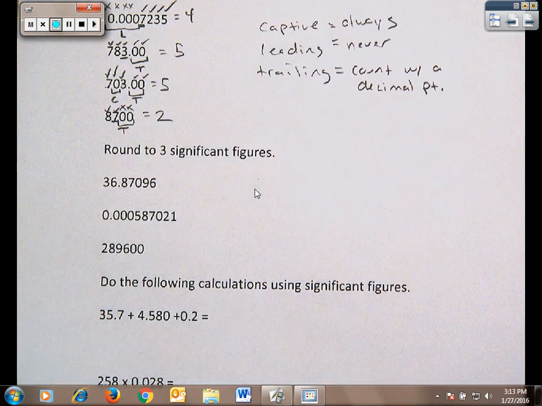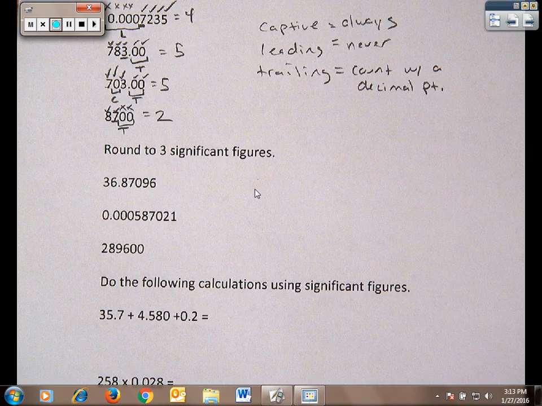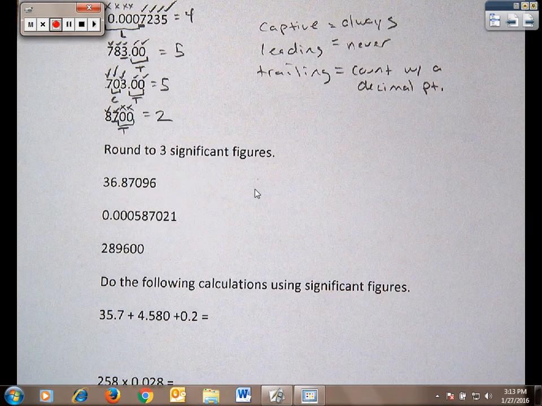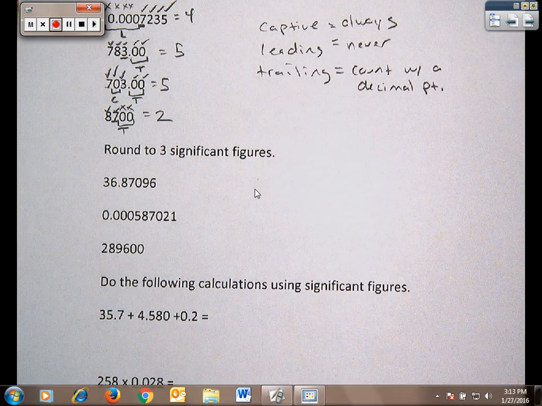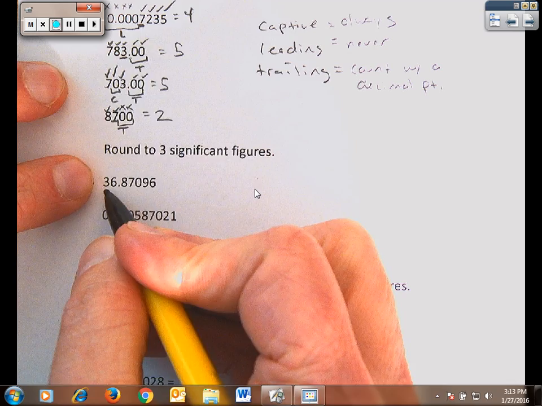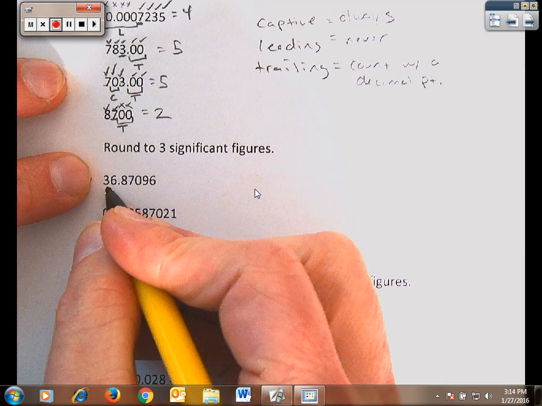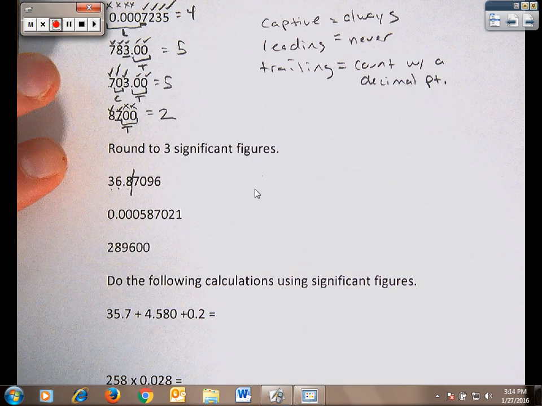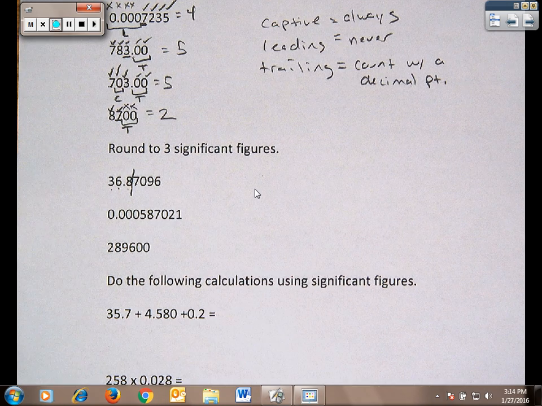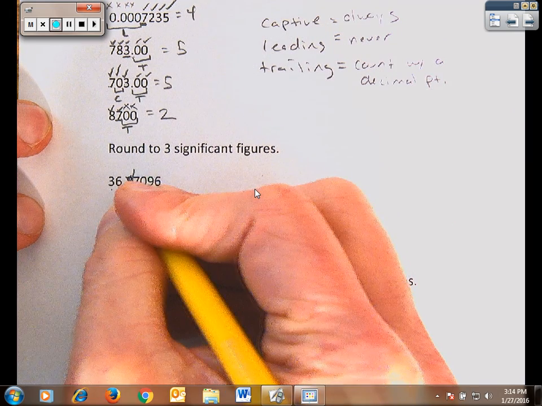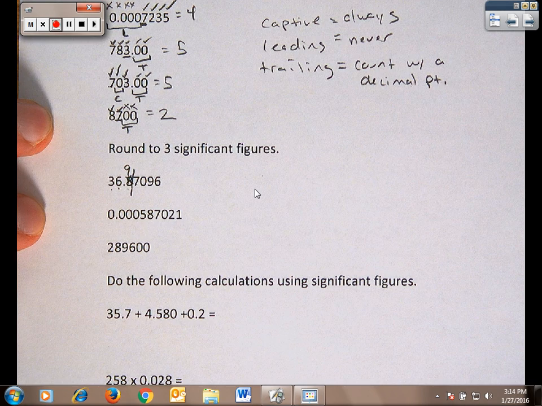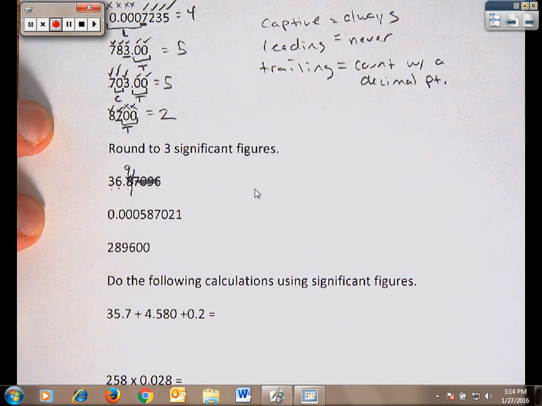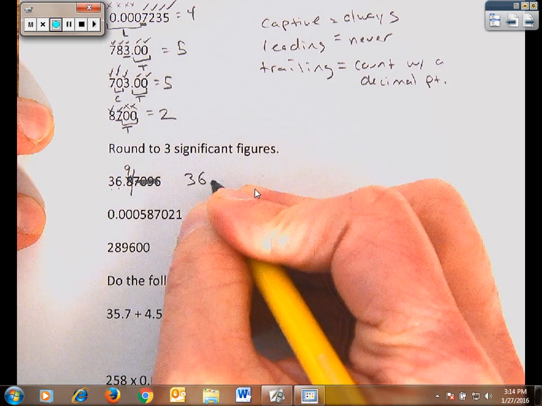Moving on to rounding. When you round to a certain number of significant figures, you have to identify your significant place values first. What you're doing is you're counting from left to right, starting with the first non-zero number you get to. So in this first one, I can start right at the very beginning because it starts with a non-zero number. That'll be my first significant place value. That'll be my second one. The 8 will be my third one. So my cutoff is right after the 8. It's followed by a 7, so I will round this up to a 9. The 7, the 0, the 9, the 6, those are all after the decimal point. Those get dropped. And we write it down as 36.9.